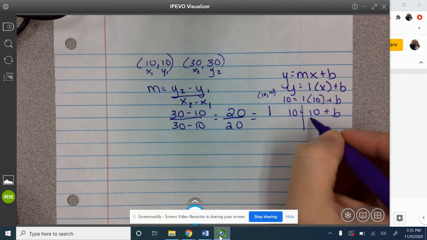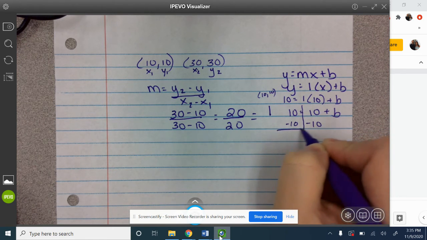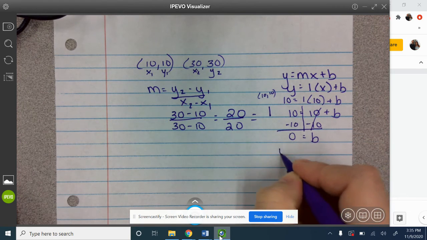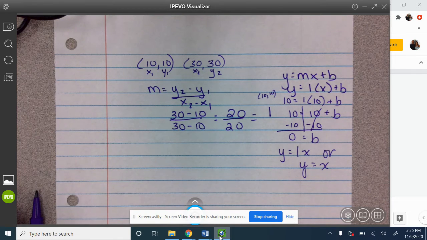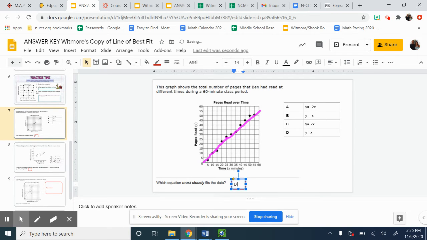Now, to get b by itself, what is the opposite of positive 10? It would be negative 10 or subtract 10. If you do it to one side, you do it to both sides to keep your scale even. So my b is 0. So I would have y equals 1x. And remember, y equals 1x can also be written y equals x. So when I go back to look at my answer choices, I had y equals 2x or I had y equals x. So my line of best fit for this problem would be B.